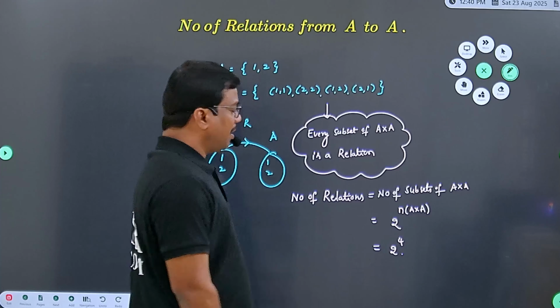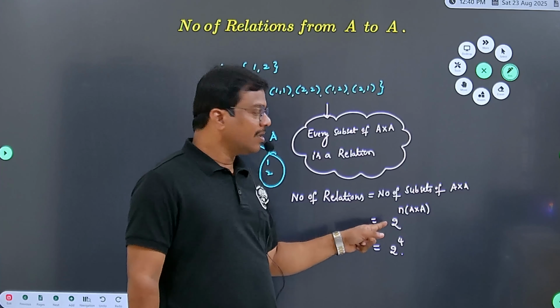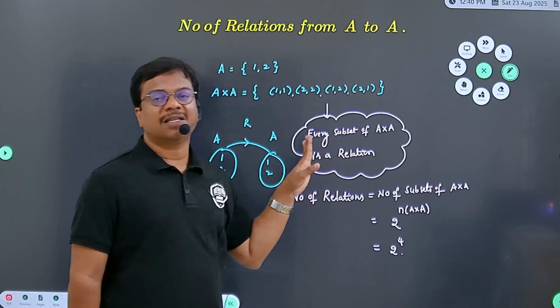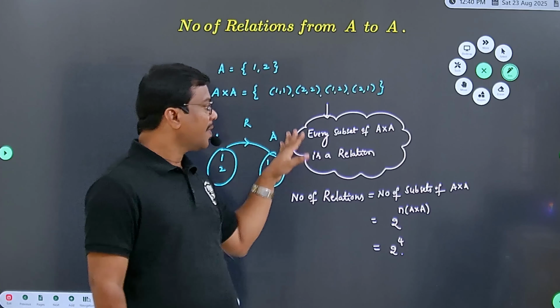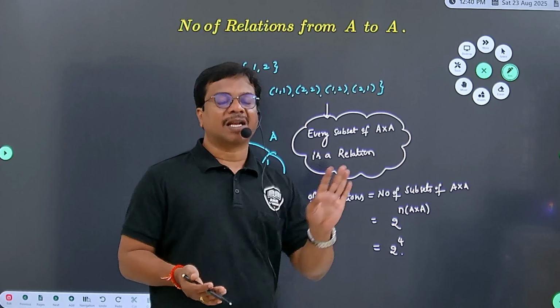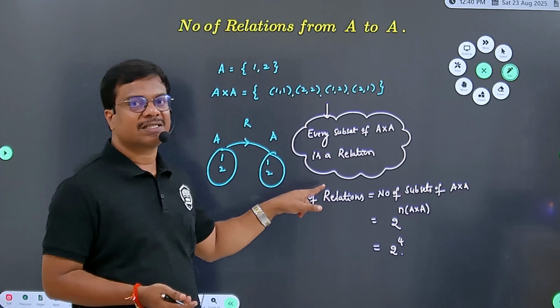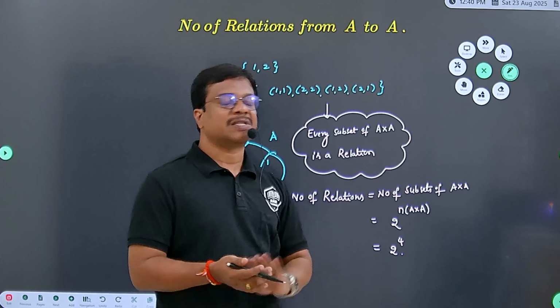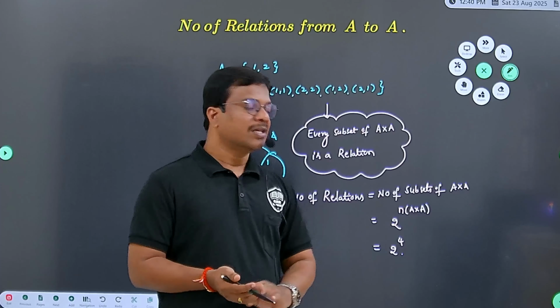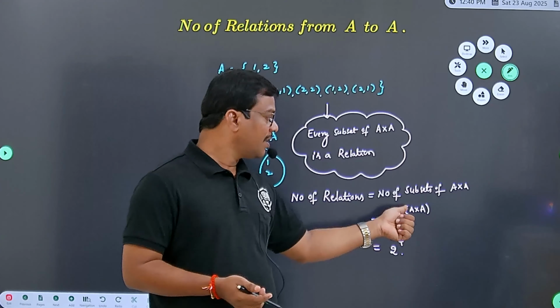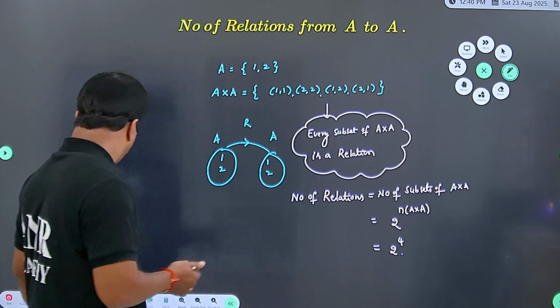So the formula is 2 power the number of elements in A cross A. Remember, a relation is nothing but a subset of A cross A. So the number of relations is written as the number of subsets of A cross A, that is 2 power n of A cross A, the number of elements in A cross A. That is the formula. So this is about the number of relations from A to A.